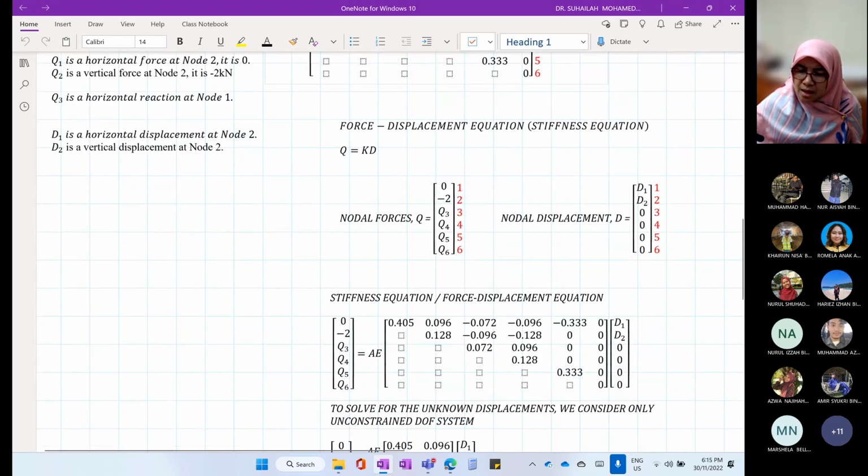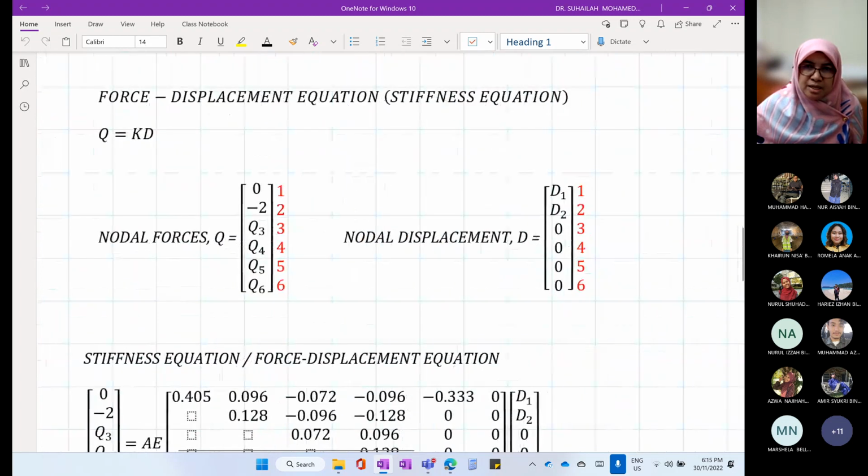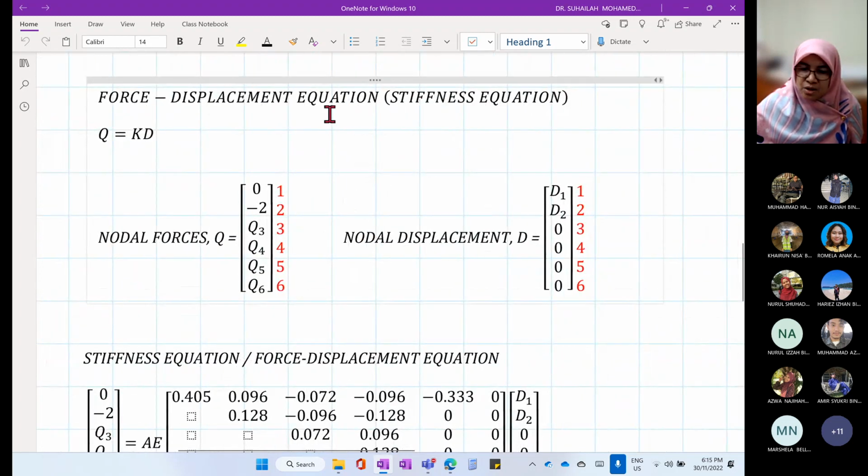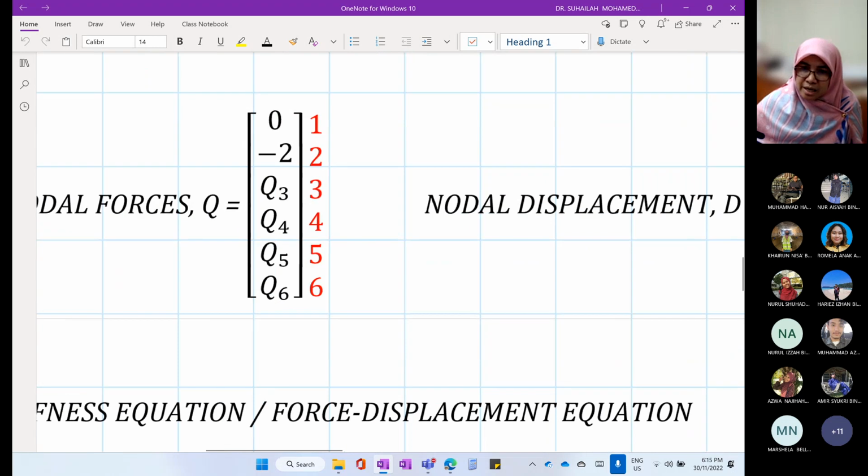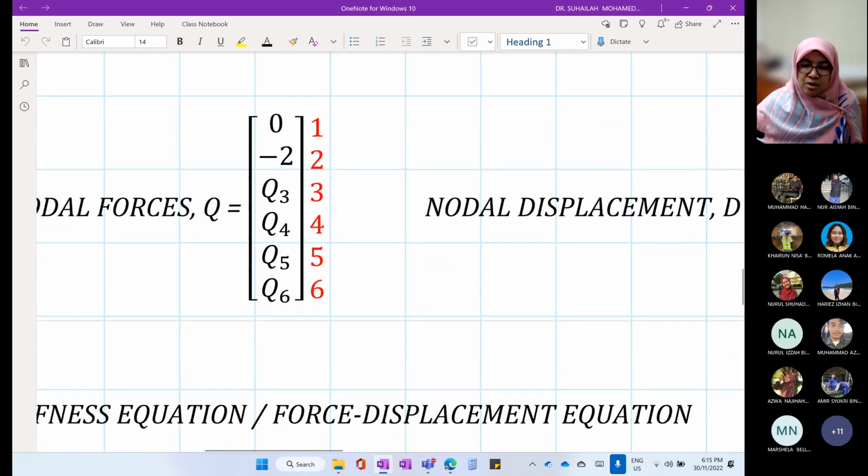Next step is to form the force-displacement equation, which is equal to the stiffness equation, and it is Q equals KD. What is Q? Q is nodal forces, D is nodal displacement. Since we have 8 here, this morning it was 6, for your example just now it is 8. So we will have Q1 until Q8, D1 until D8. You have to write Q and D like this.